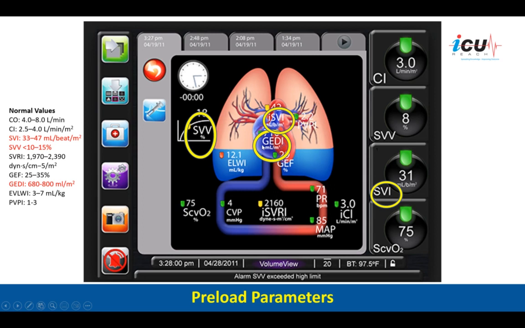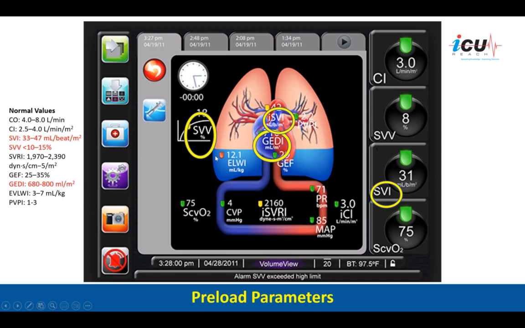decreased. Then you can look at the stroke volume index, and you know that the preload is a determinant of how strongly the patient is going to contract, and this is based on the Frank-Starling curve. The normal value for the stroke volume index is between 33 and 47. And the third component would be the stroke volume variation.